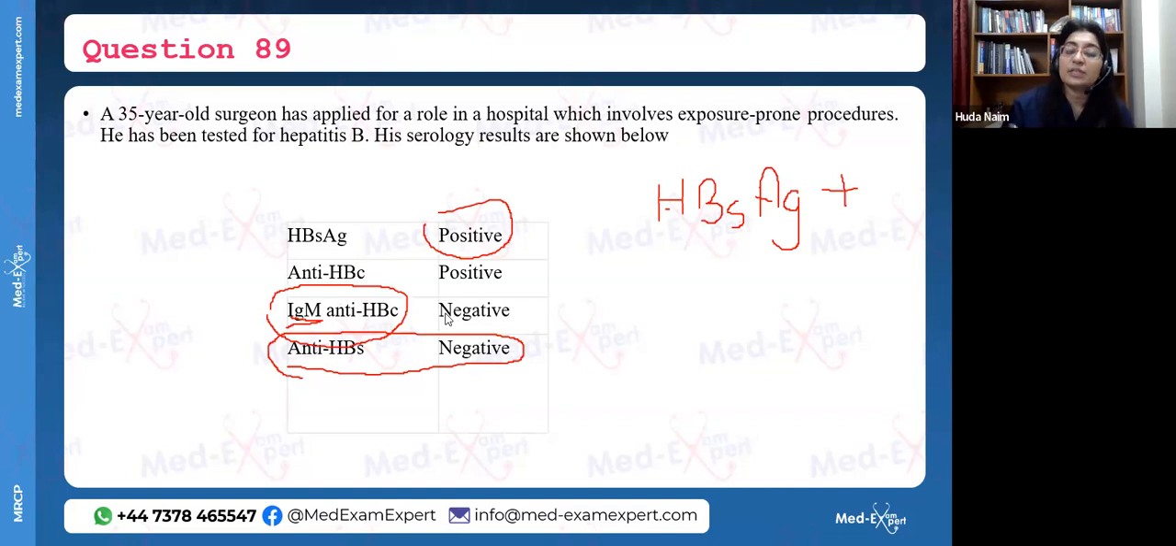Okay, if this would have been IgM positive, that the core antibodies would have been positive, then this would have been acute hepatitis B reaction. Or if the hepatitis B E antigen would have been present, that would have indicated infectivity. So if the patient's hepatitis B surface antigen is positive and IgM antibodies are negative, that means that this is chronic hepatitis.